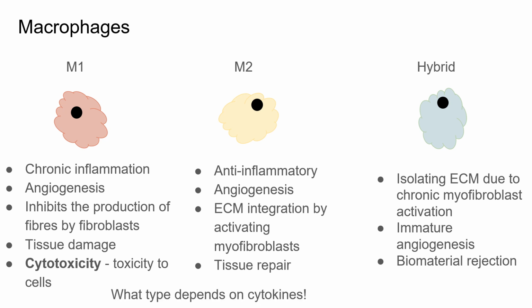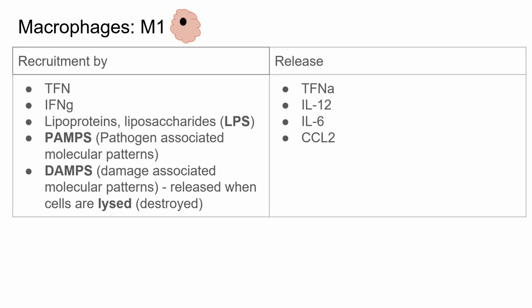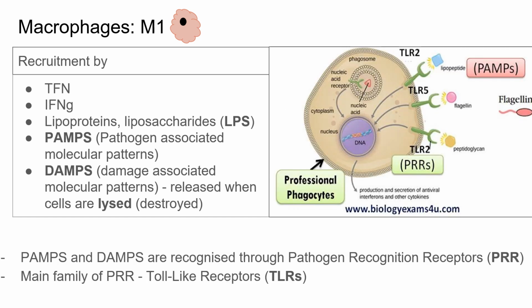The type of cytokine defines what type of macrophage an M0 will differentiate into. Pro-inflammatory cytokines trigger M1 polarization. The structures on the surface of pathogens like lipoproteins, lipopolysaccharides, PAMPs, and DAMPs also trigger this proliferation. Both PAMPs and DAMPs are recognized by transmembrane proteins called pathogen recognition receptors. The main family of PRRs are toll-like receptors. TLRs are expressed by both types of macrophages.